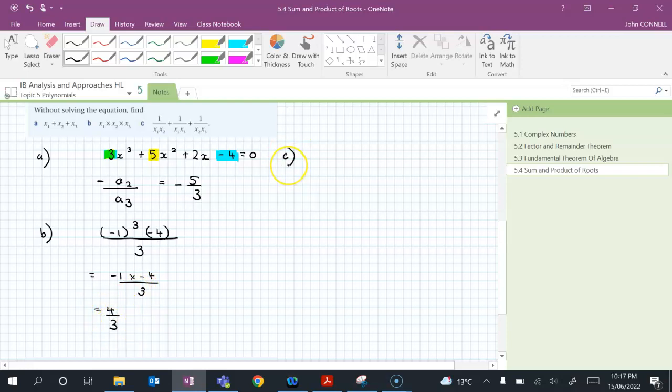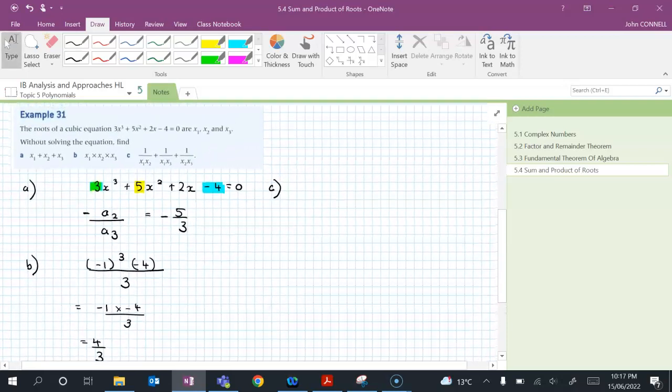And then finally C, that's not the sum or the multiplication. So let's think about it. 1 on x1 x2, plus 1 on x1 x3, plus 1 on x2 x3. Well, if I multiply this one by x3 on x3, this one by x2 on x2, this one by x1 on x1, what I'll get is a common denominator, which will be the multiplication of all of my roots.